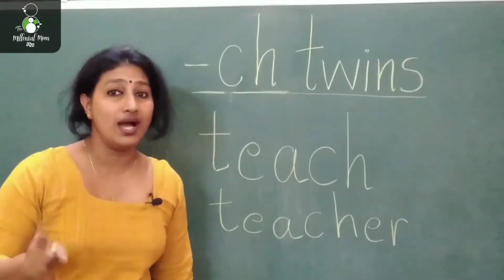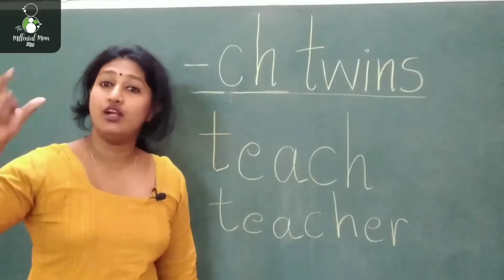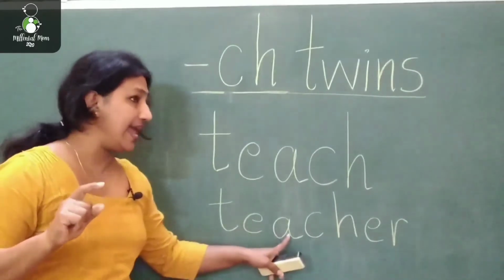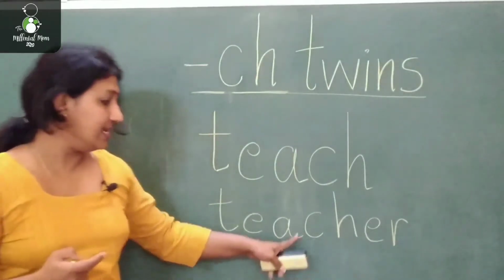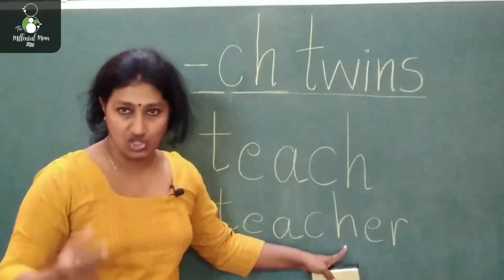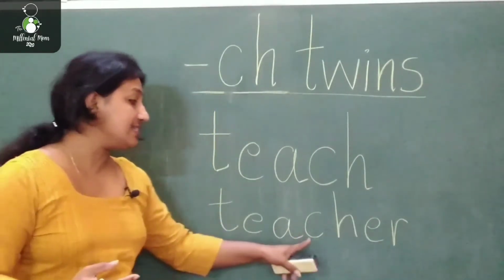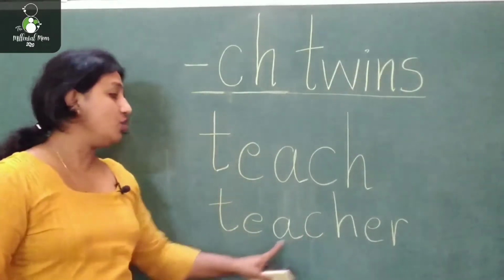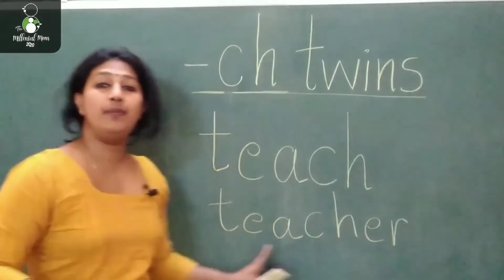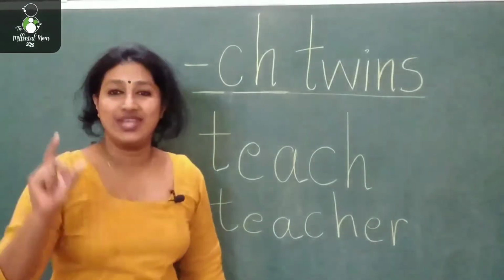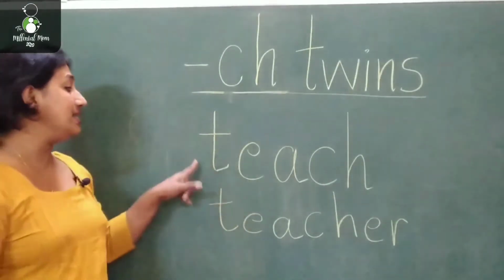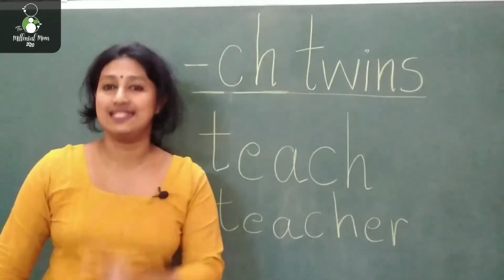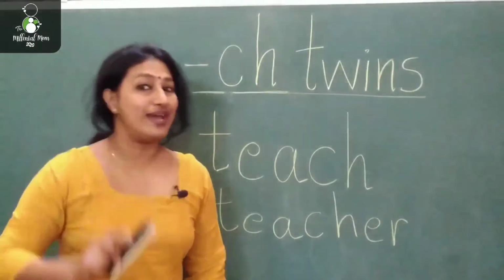How do you remember the word? First you will remember the spelling of T. What is the spelling of T? T-E-A. So this is T and C-H is ch. T-E-A-C-H will read as teach, and when you add R, it becomes teacher. So now you know how to write the word teach and teacher. These are both CH words. Try writing that in your book.